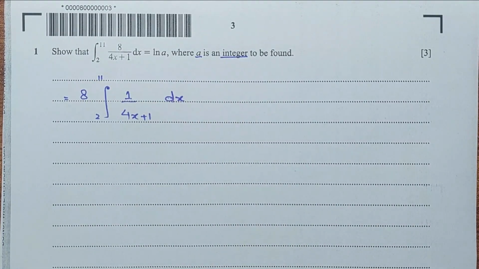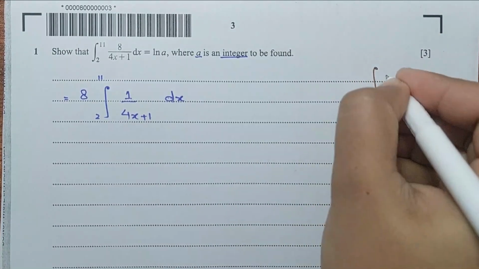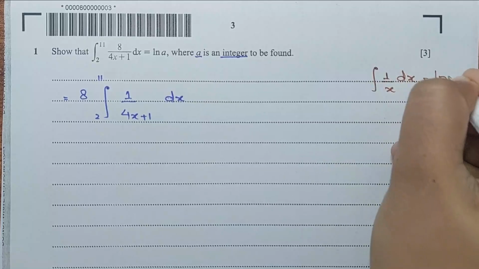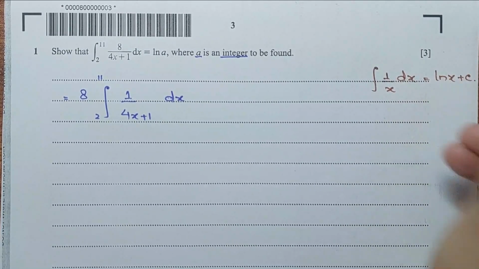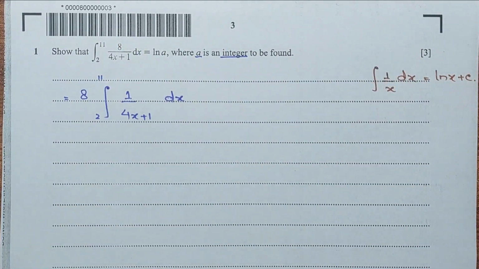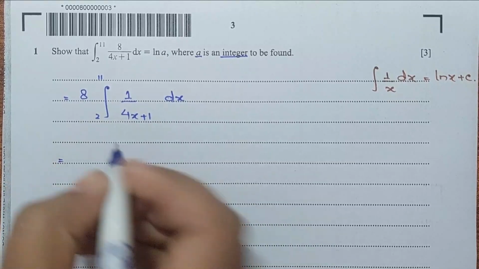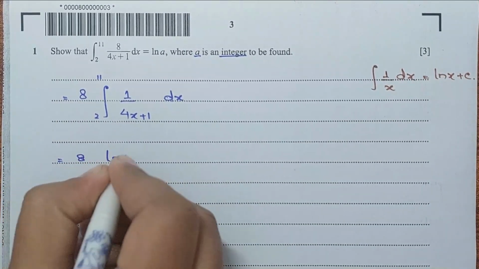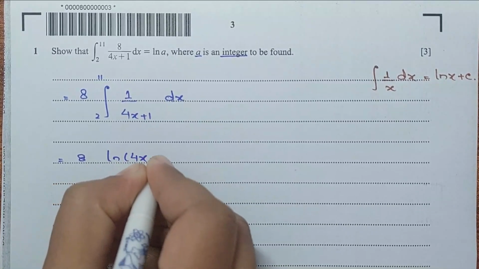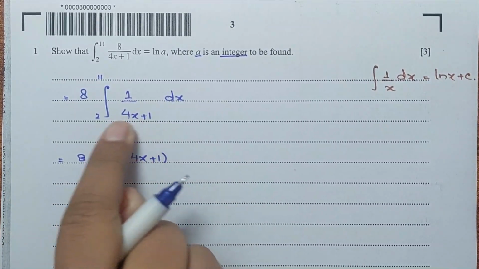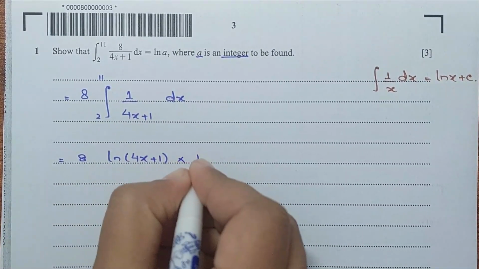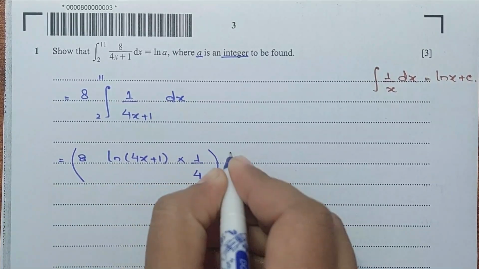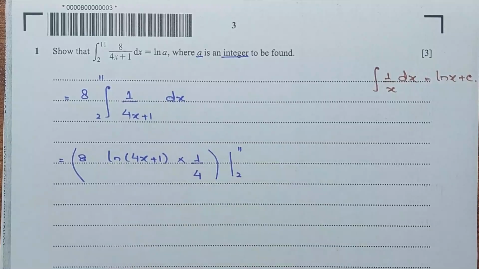Okay, now we know that the integration of 1 over x dx is equal to ln x plus some constant of integration if it is an indefinite integral, but it is a definite integral, so we are not adding the constant of integration. So we have 8. Now this is ln of 4x plus 1, and the derivative of 4x plus 1 is just 4, so 1 over the derivative is 4, and the limits are from 2 to 11.